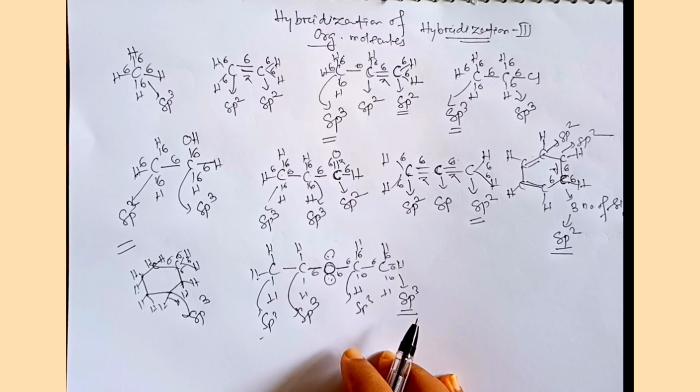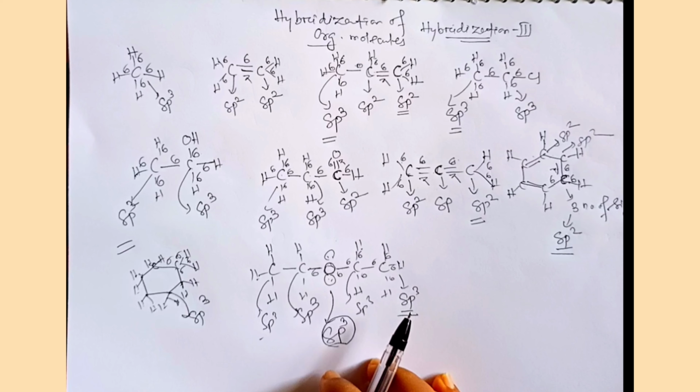So this is all about the hybridization of some organic molecules that I discussed. This is the last lecture of hybridization. In the next lecture we will discuss the shapes and how to draw the shape of organic molecules, and inorganic molecules we will discuss.